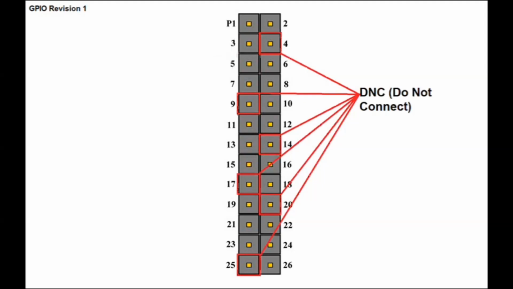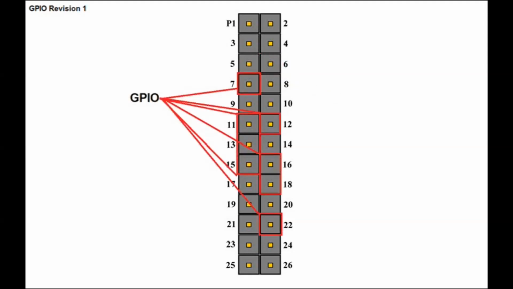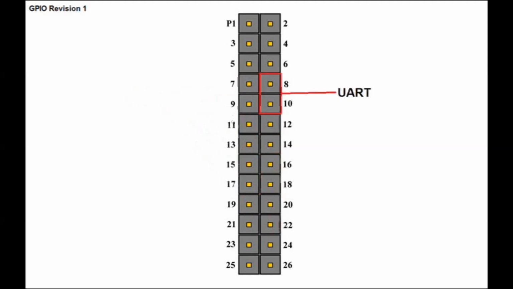Pins 4, 9, 14, 17, 20 and 25 are DNC pins. These pins are not to be connected. Pin 6 is the ground pin. This provides the negative power supply for a circuit. Pins 7, 11, 12, 13, 15, 16, 18 and 22 are the programmable GPIO pins. Pins 8 and 10 are UART and are used for transmit and receive functions. Pins 19, 21, 23, 24, 26 are the SPI pins. These are used for special functions.